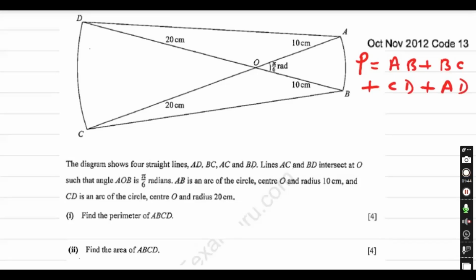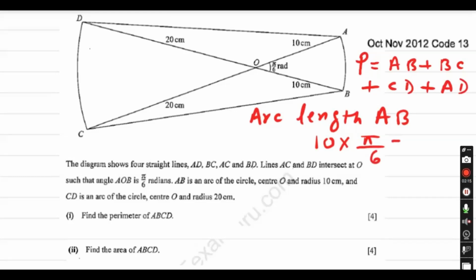The second thing is how to find AB. AB is an arc length. What is the formula of arc length? The formula of arc length is r theta. Here radius is 10 and the angle is pi by 6. So 10 multiplied by pi by 6 is 5 pi by 3.